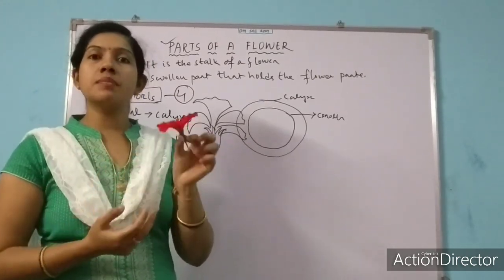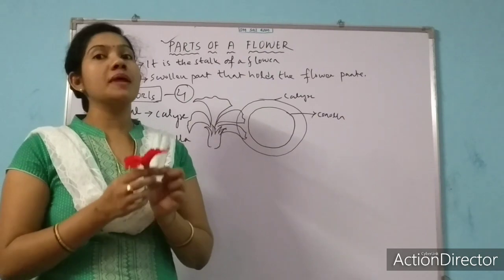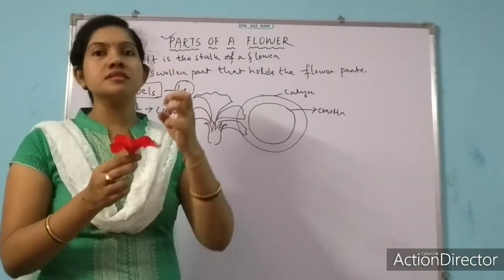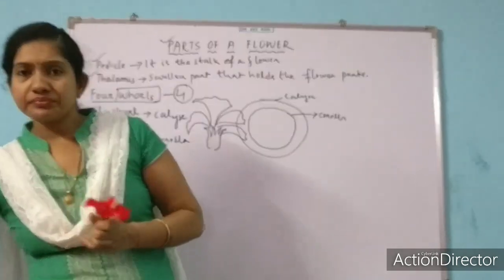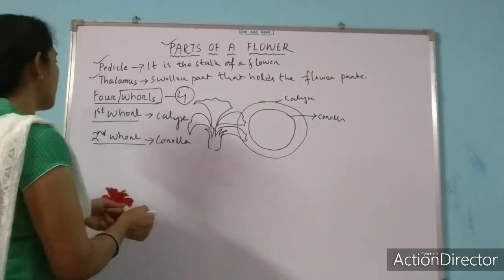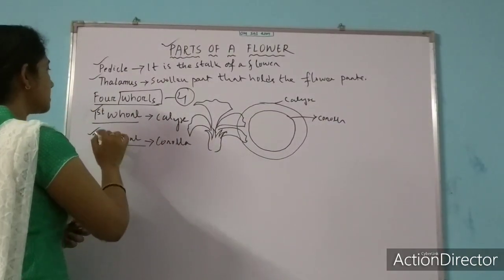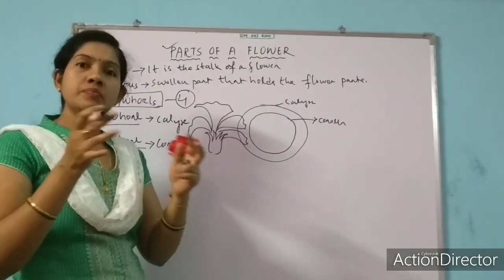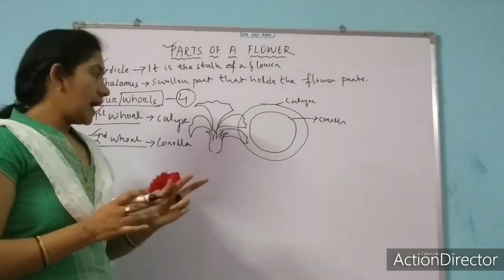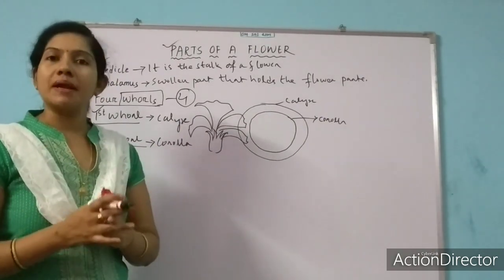So these are generally bright in color and they produce fragrance to attract the insects or the bees towards them. So this is the second whorl of a flower. We already discussed the first whorl, that is the calyx. Calyx is the collection of sepals, and corolla is the collection of petals.